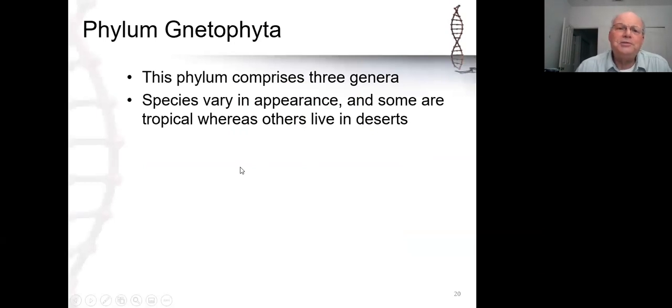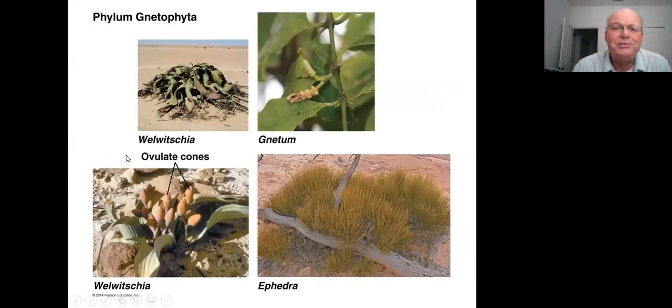Phylum Gnetophyta is typically a desert plant. You're probably not going to encounter too many representatives of these unless you see them in a herbarium, because they live mostly in Southeast Asia and Africa, and particularly the example that's here, Welwitschia, is found in the deserts of Southwest Africa. Gnetum comes from Asia, as I recall. You can see it has a very cone-like structure.